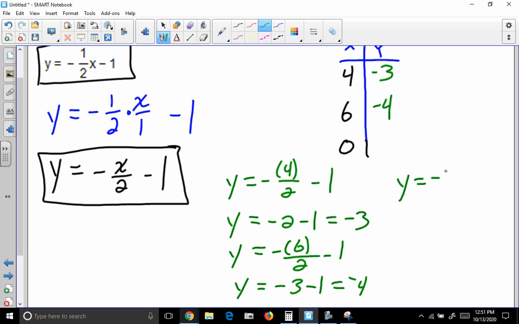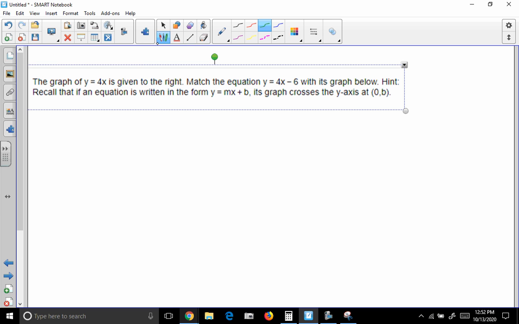And then y equals minus, put in a 0. 0 divided by 2 is 0. Minus 0 is just 0. 0 minus 1 is negative 1. 0 divided by anything is 0, so that goes away, and that leaves us with minus 1. So let's plot that.